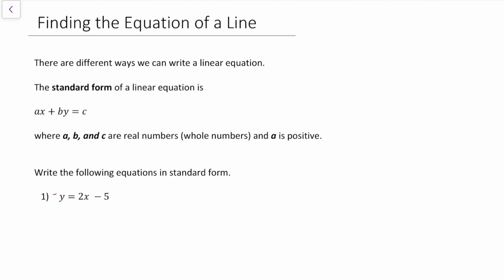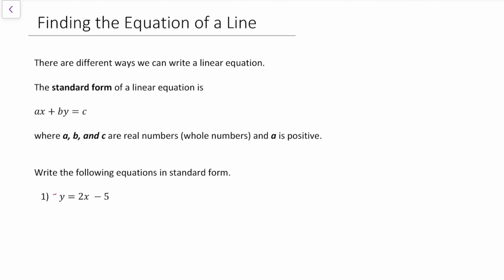In this video, we are going to look at finding the equation of a line. There's a couple different ways that we can write a linear equation. We have standard form, which is ax plus by equals c, where a, b, and c are real numbers. That means whole numbers, and a is positive.